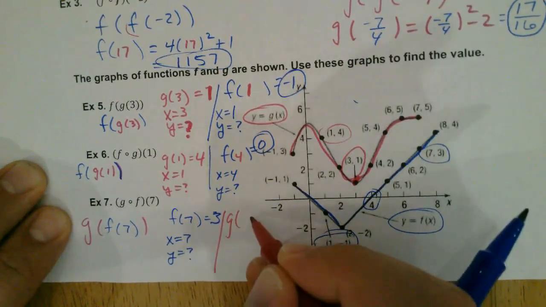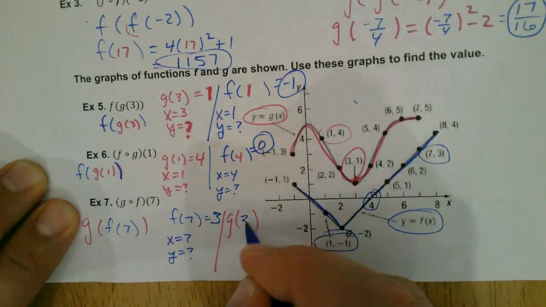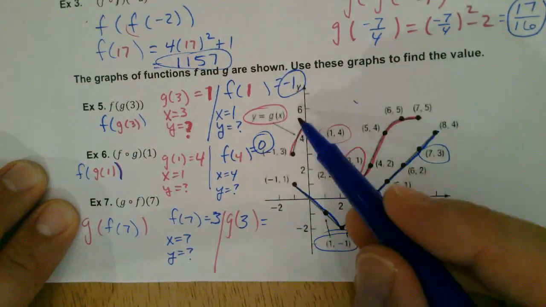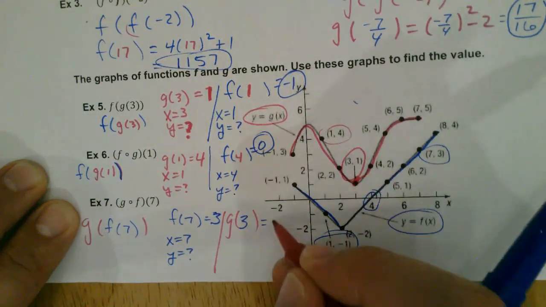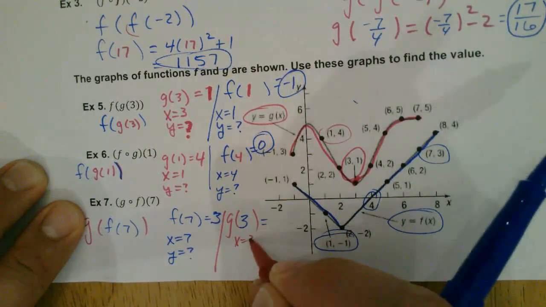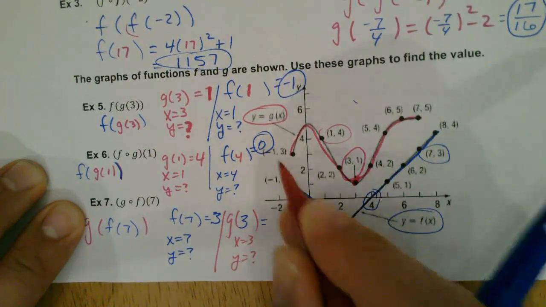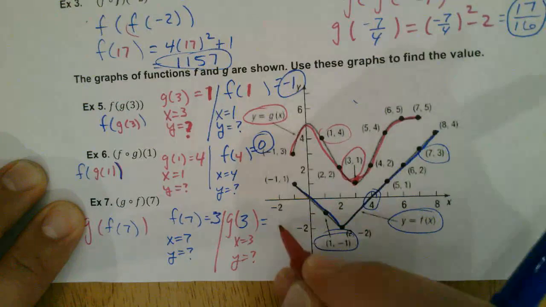Now we're going to go ahead and plug that in and figure out what that is. So now I've got g of 3. Boom. Plug it in. There it is. G of 3 is 1. They're saying x is 3. What's y? On the pink function, there it is.